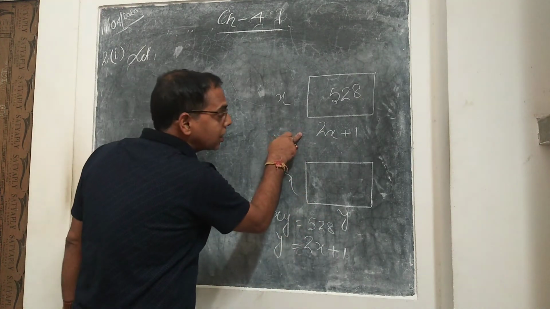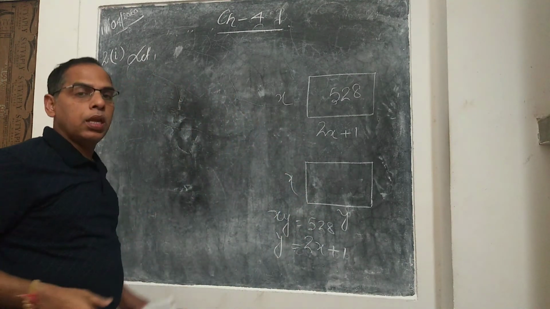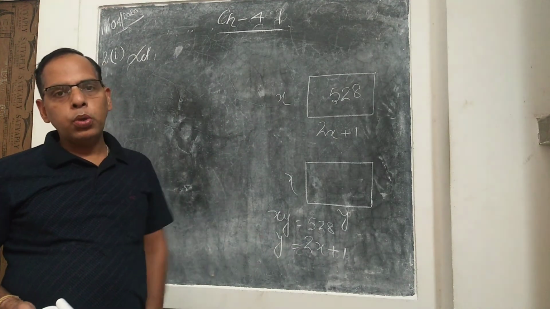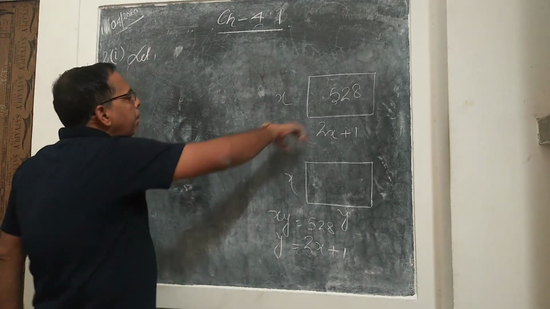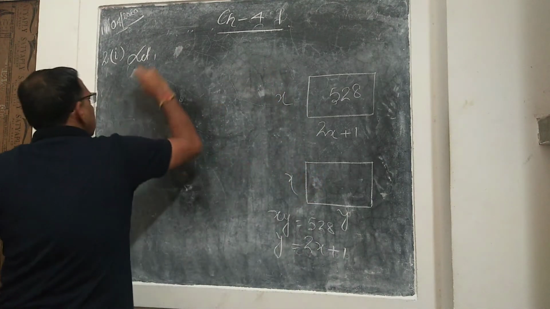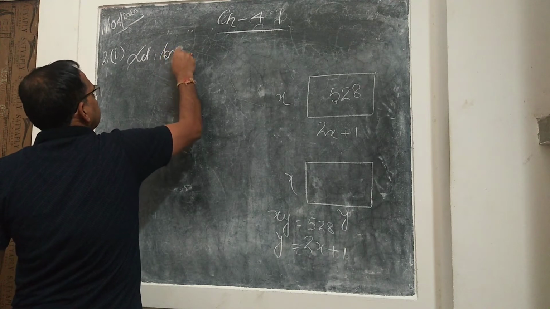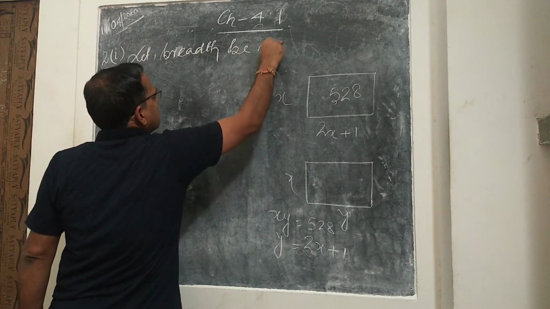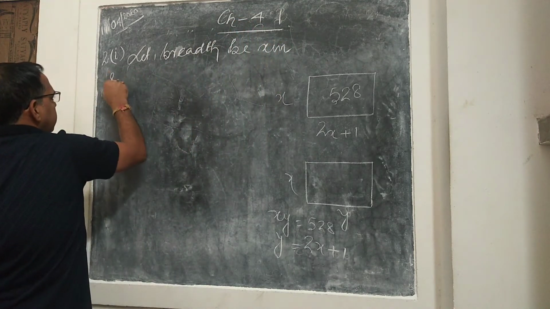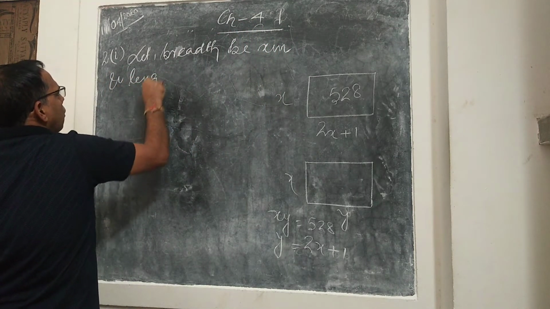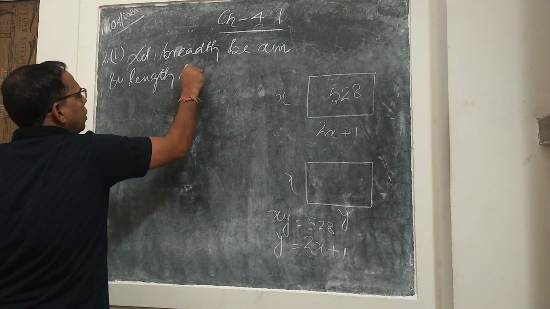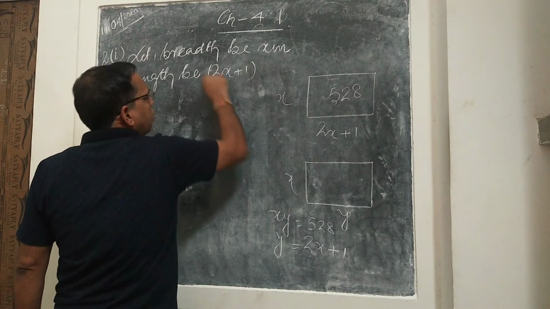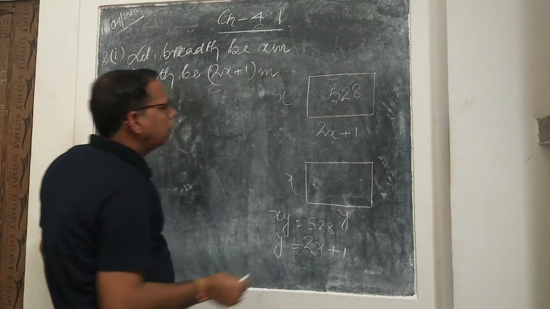But when we do a single variable, what do we do? First we have to see which is the independent variable, and depending on that we consider the next one. So here the breadth is independent. So let the breadth be x meters and the length be (2x + 1) meters. Okay, then let's see.